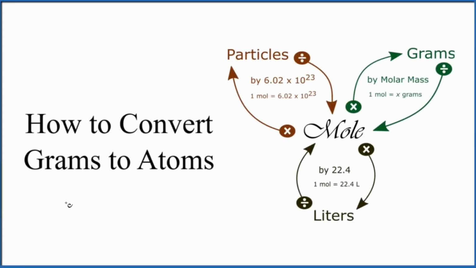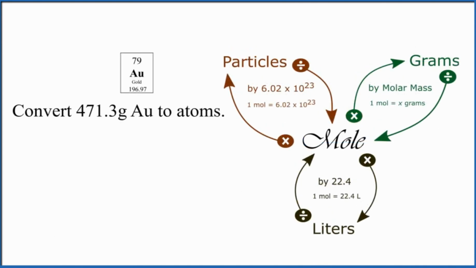Let's look at how we can convert grams to atoms. So if you look at our mole map here, you see grams, but you can't go right to particles. Particles are atoms or molecules. You've got to go first to moles and then to particles. So we'll use this map to help us as we convert from grams to atoms. Let's start with an example, then do some practice.